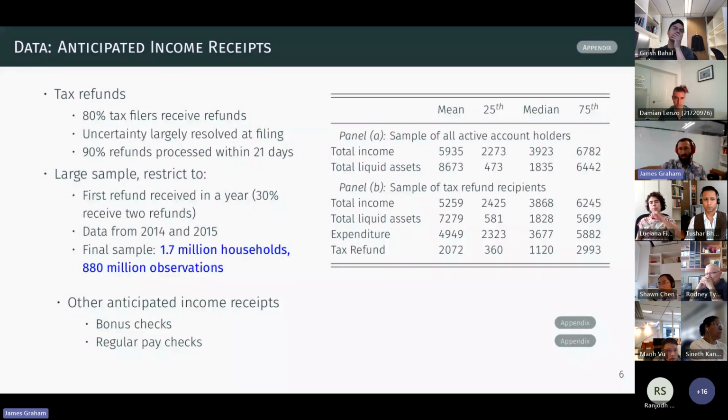On the right, I'm showing you some summary statistics. Panel A is all of those account holders, the 17 million people that we started with. Panel B is the subset that we're working with. All I want to do is show you that the income looks fairly similar across the distribution of these households, so it's not like we're selecting on richer households or anything like that. Assets look fairly similar as well. But just keep in mind, out of interest, the tax refund that these people are getting on average is fairly large. At the median income household, the tax refund is something like 1/3 of their monthly income. So it's not an insignificant amount that they're getting paid.